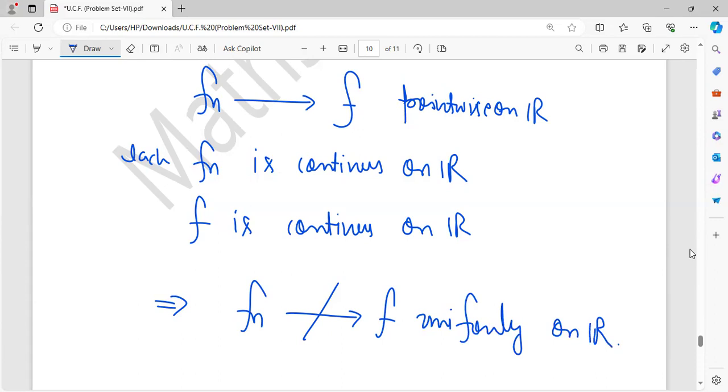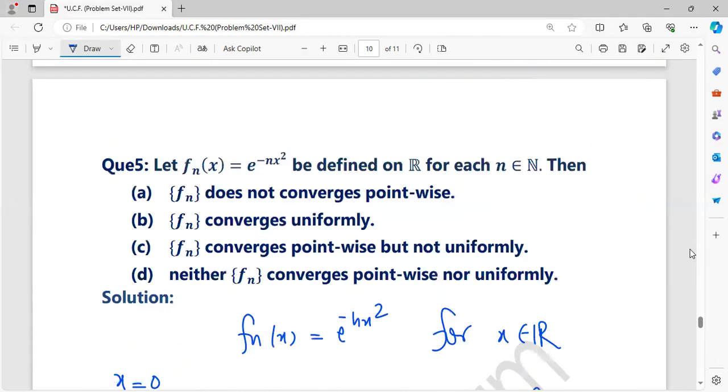So which option is correct? It converges pointwise but not uniformly. The first option is not correct because it converges pointwise. F_n converges uniformly is not correct. F_n converges pointwise but not uniformly is correct. Neither pointwise nor uniformly is not correct. So option number B is correct. So this problem set is completed.